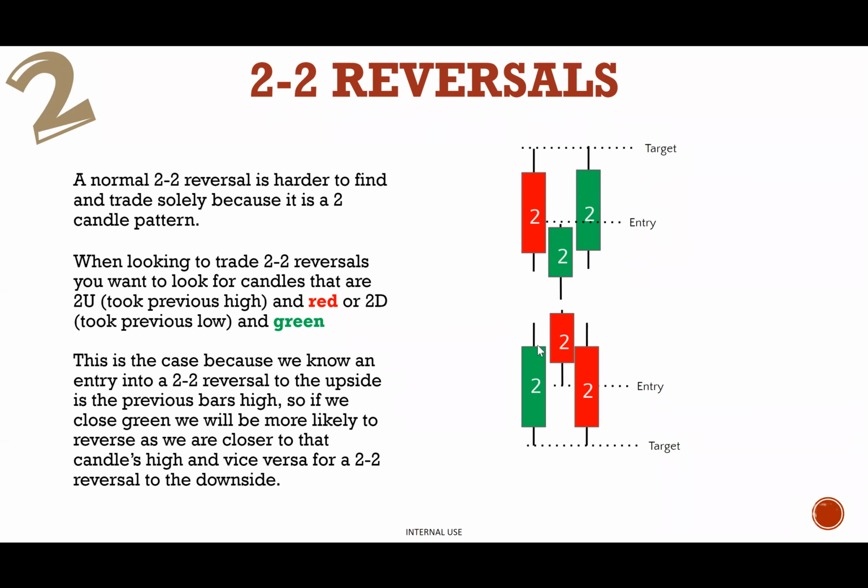You want to look for candles that are 2 up, took out previous highs, right? We don't see the previous high over here, right? But this is a 2 up, took out previous high in red, right? Or 2 down. And it's talking about here, it's red, right? About to fail. Oh, I'm sorry, I explained it wrong.